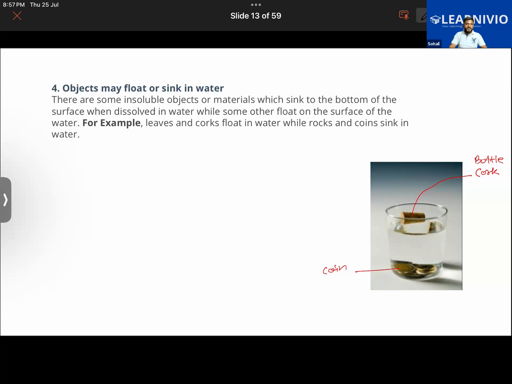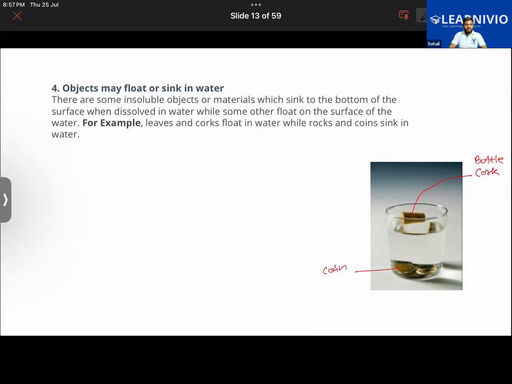So it is really not about the size. Here in this case, it is about the density. But then you answer this question: why does a needle sink in the water but a ship floats on the water? Sir, both of them have less density. No. Both of them are made up of metals.